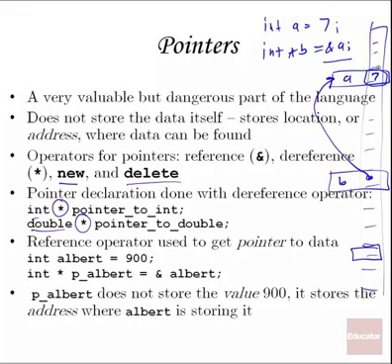So the reference operator gets the pointer. Here's an example just like what I did here. Albert is equal to 900. Somewhere in this long chunk of memory, we have Albert, and we put a 900 into it. Now this pointer to Albert gets the address of Albert.